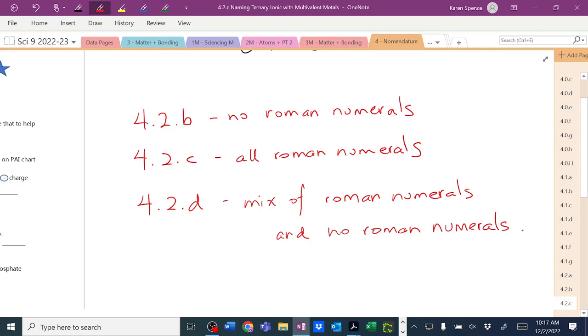So just watch out, those are in the gray zone. Okay. Need a Roman numeral.